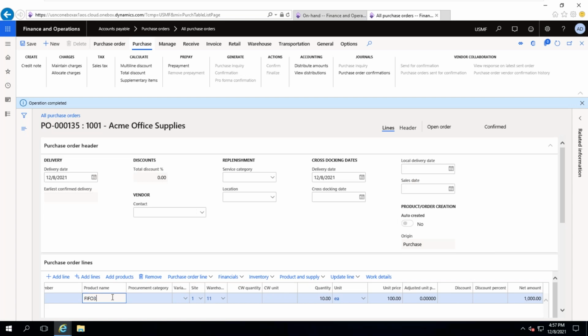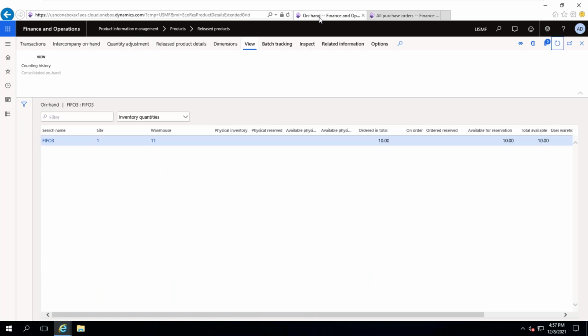Okay, fine. Just give me a minute. Now I'm showing you new things here inside. If you go to on-hand inventory here, search name, you can click on search name FIFO 03.